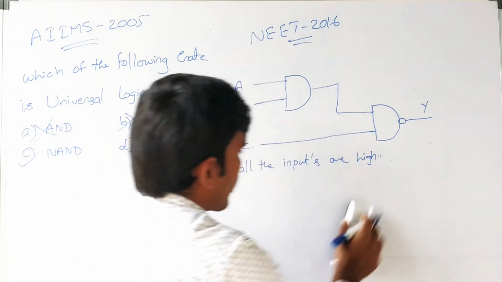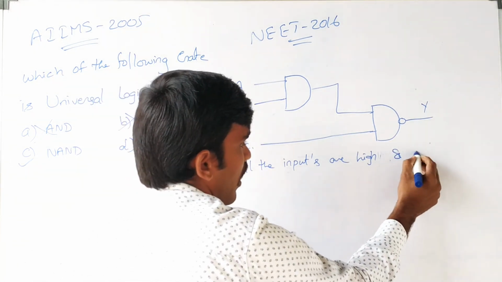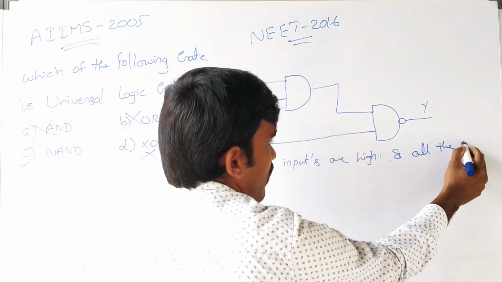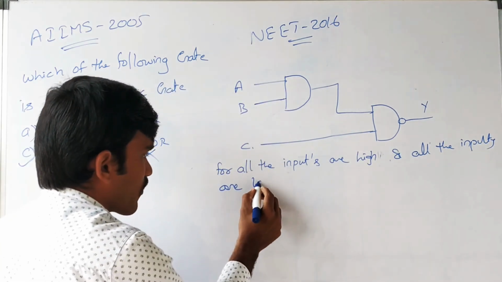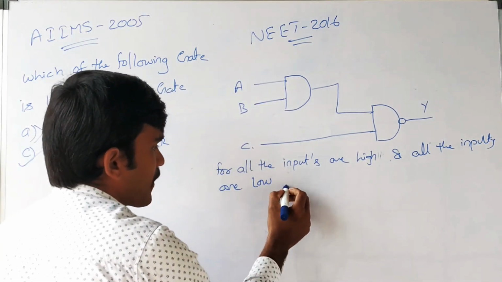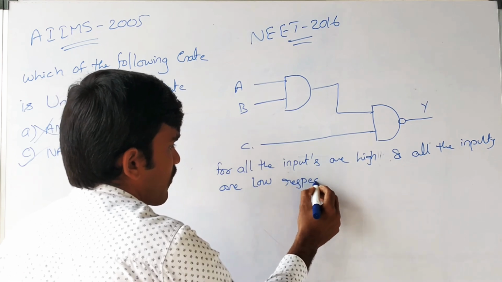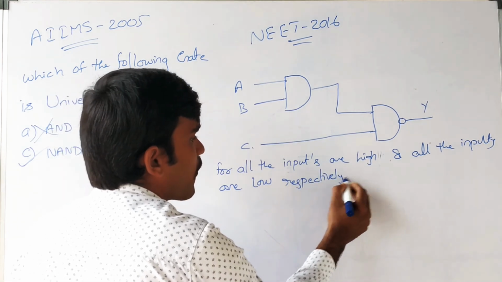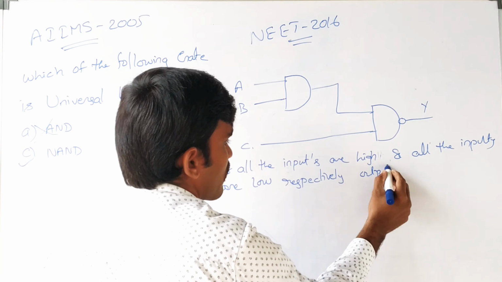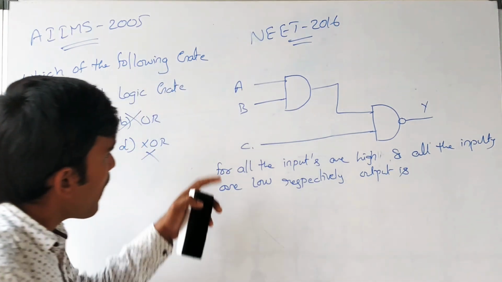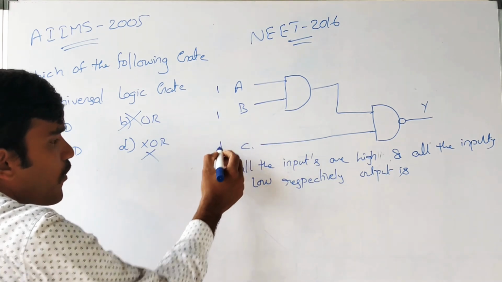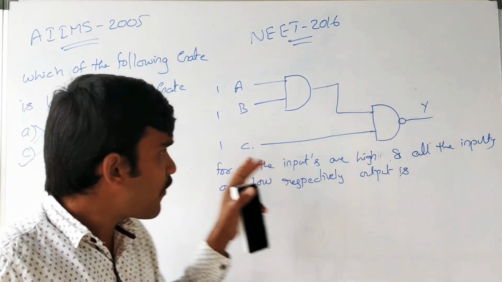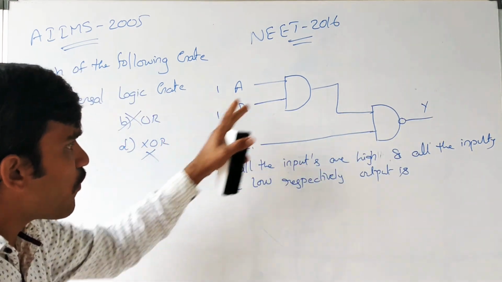If all the inputs are high and all the inputs are low, respectively, what is the output? First of all, they said that if A, B, C, all inputs are high, what is the output Y, and if all the inputs are 0, 0, 0, what is the output?